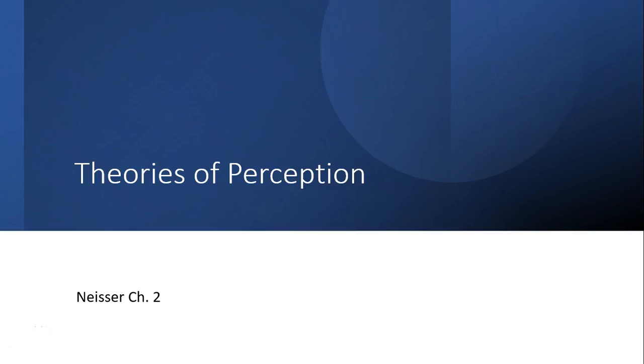One of the readings this week is Neisser's chapter 2 from the Cognition and Reality book. In this chapter, Neisser lays out in more detail the dueling theories of perception.